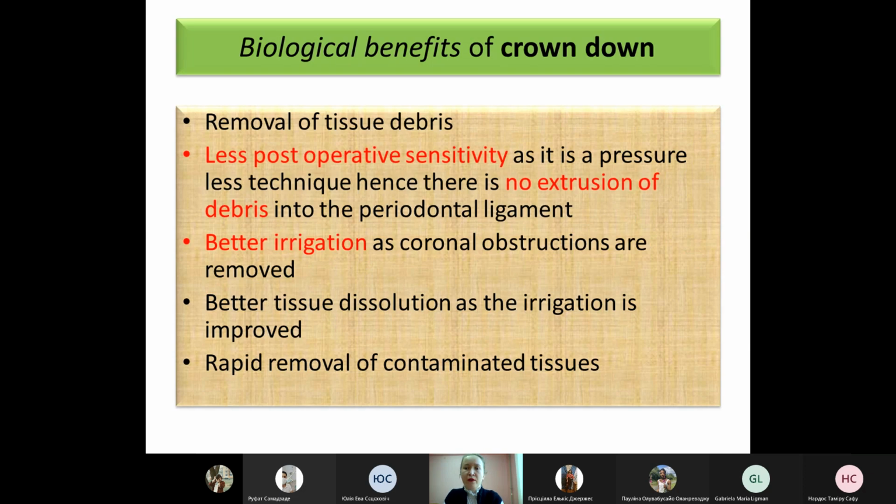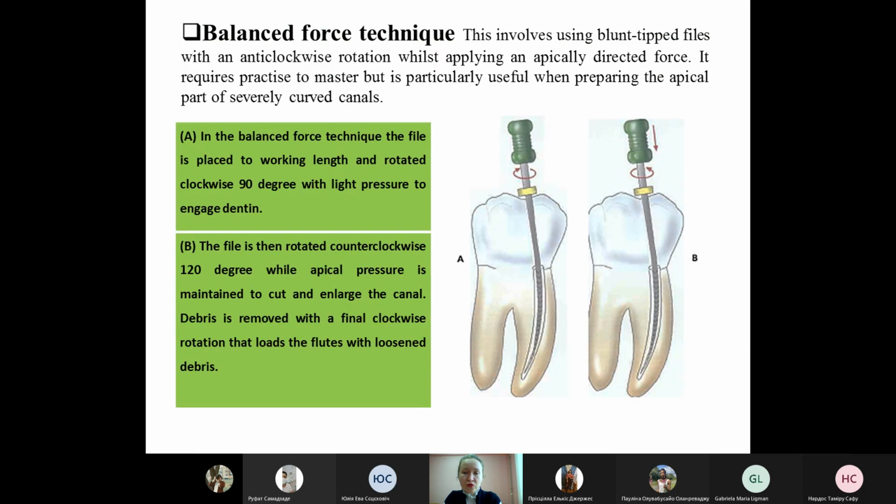Biological benefits of the crown down technique: removal of tissue debris, less post-operative sensitivity as it is a pressureless technique, hence there is no extrusion of debris into the periodontal ligament. Better irrigation as coronal obstructions are removed, better tissue dissolution as the irrigation is improved, rapid removal of contaminated tissues, and now we are on the balanced force technique.